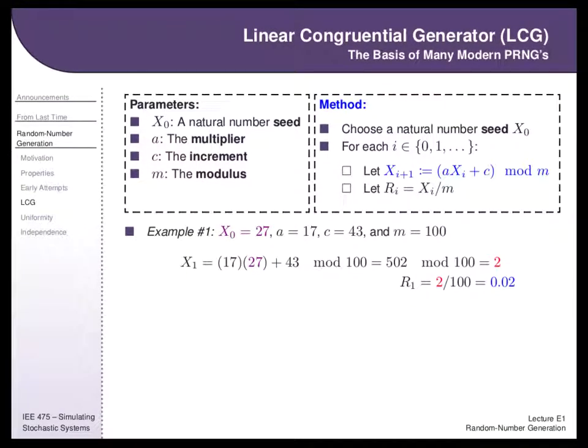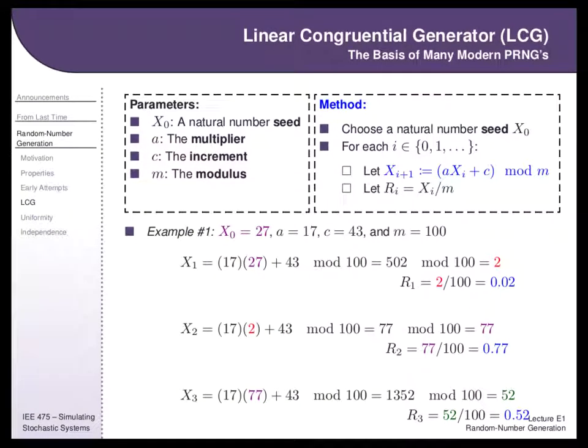And so the example, similar to what you did on the homework, we start with some seed. We've got our multiplier that goes in here. We add the increment here. And then this number here is 502, mod 100. Well, just 2 is the remainder when you divide 502 by 100. And then I take 2 divided by 100, and that's 0.02 is the number. And so if you iterate that over and over again, I take that 2 and I plug it in where the 27 was, and I end up getting 77, which gives me my 0.77, and I can do that over and over again. And so this gave me 52, which gave me my 0.52.